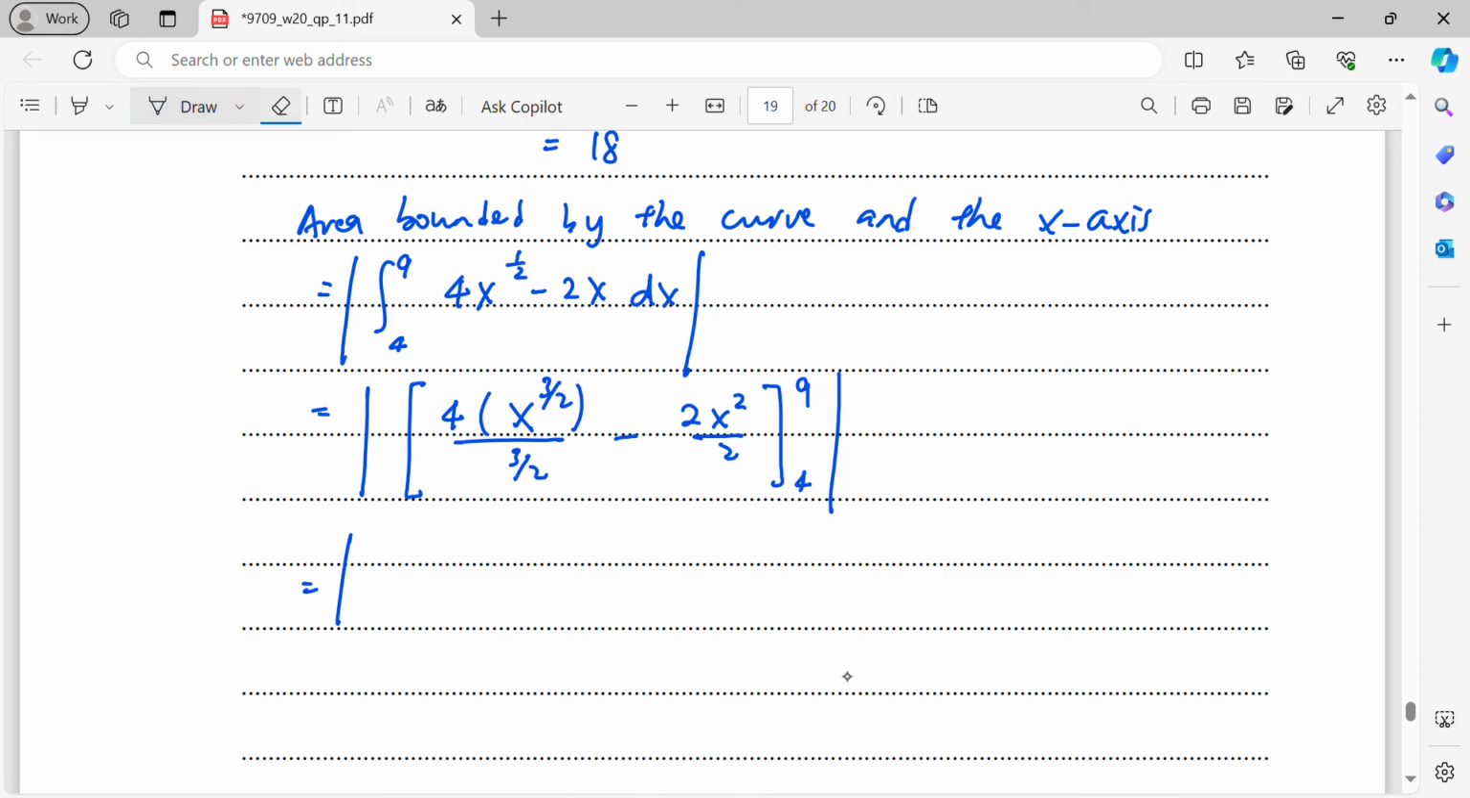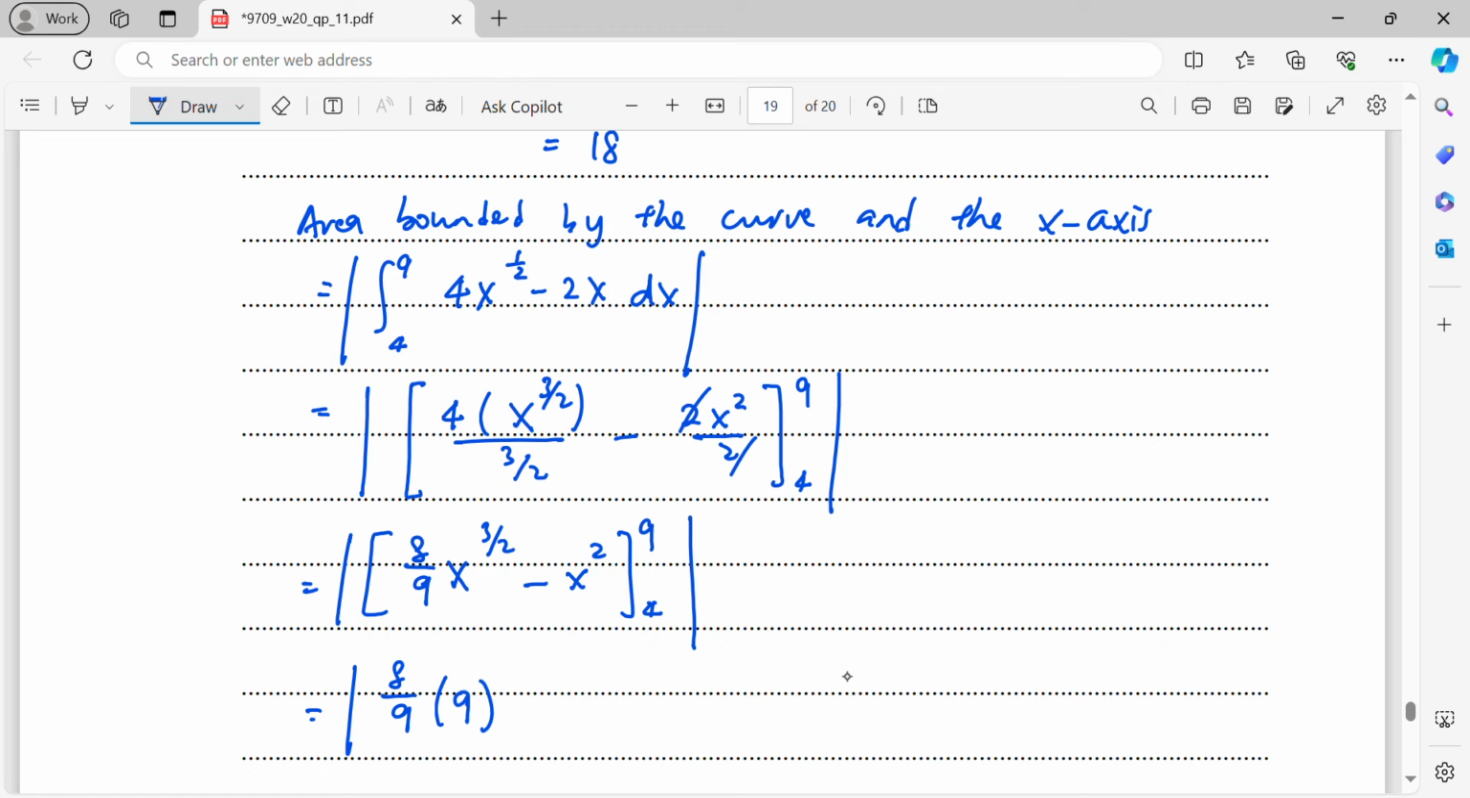So 4 divided by 3 over 2 is basically 4 times 2 over 3. Then you will be getting 8 over 9 x to the power of 3 over 2. Then the 2 and 2 cancel off, minus x squared. Then limits 4 to 9. Okay, so now just replace the x by 9 first, then followed by minus, when the x is lower limit 4. So 8 over 9 times 4 to the power of 3 over 2, then minus 4 squared.